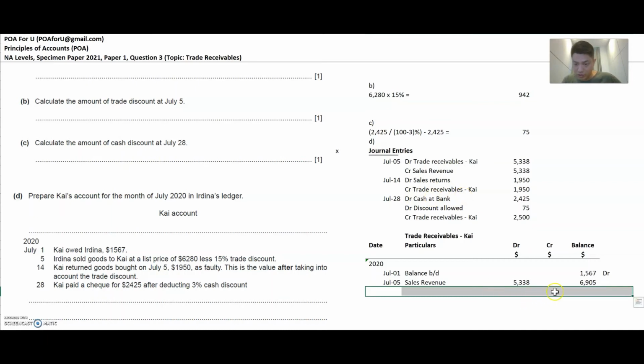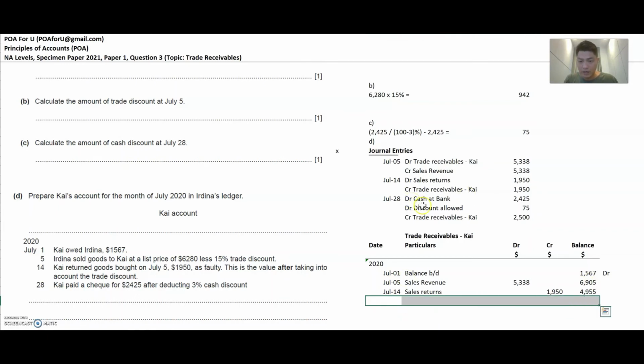So the number in the trade receivables account will be on the credit side. And then the description will be the other side of the journal entry, which will be sales returns. And then you have a balance, which is this 6950 less 1950, because this 1950 is on the credit side and this is a debit nature account.